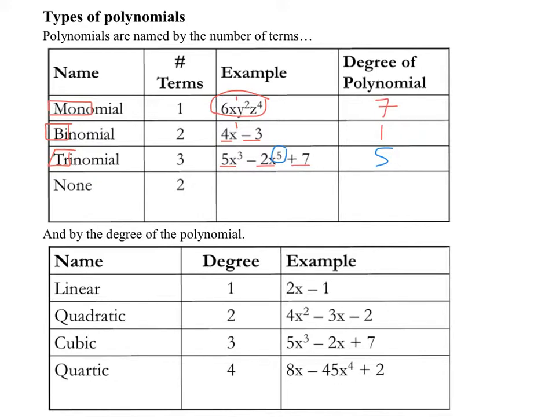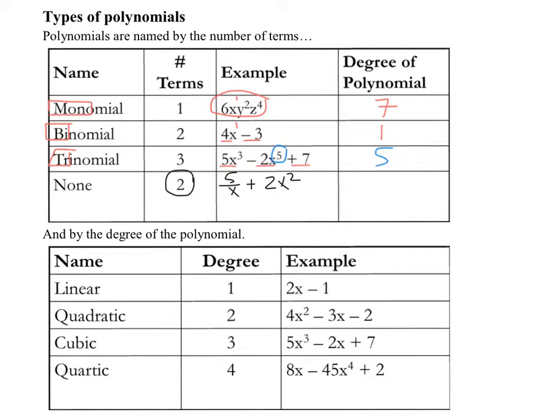Okay, and then I have a none down here just because I wanted to kind of reiterate some examples that are not polynomials. But I'm going to use the fact that it has two terms. Means it has two things in it separated with pluses and minuses. So remember our examples that are not polynomials. One example would be like 5 over x plus 2x squared. That has two terms, but it's not a polynomial because of the x in the denominator.